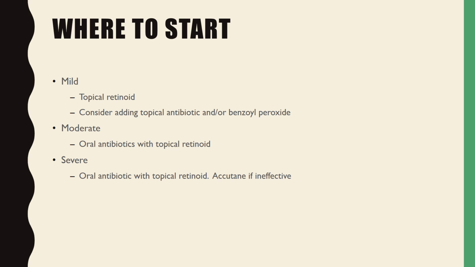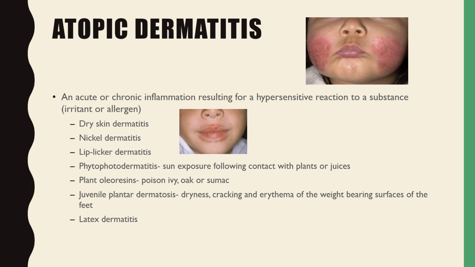Next, we're going to talk about contact dermatitis. This is an acute or chronic inflammation resulting from hypersensitive reaction to a substance, and this can be irritant or allergen. And there's a lot of different things that can irritate. Dry skin dermatitis, and that's your typical eczema we're going to talk about in a minute. Nickel dermatitis, this is a very common sensitivity.